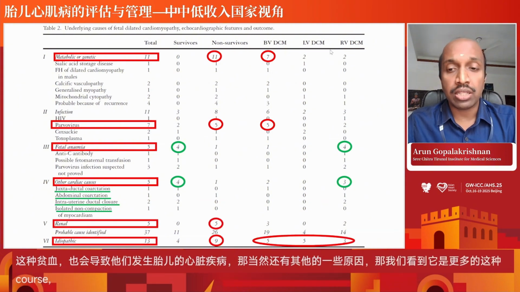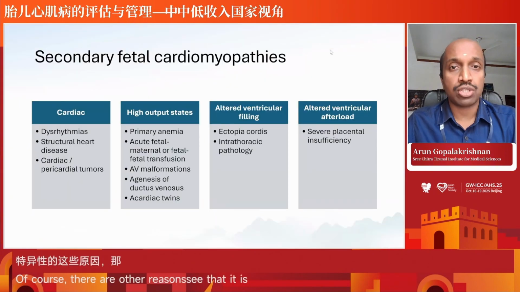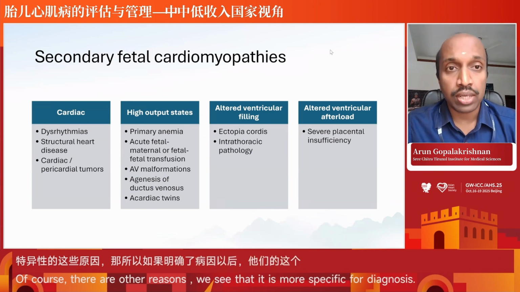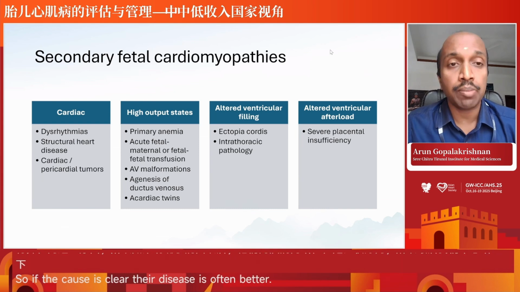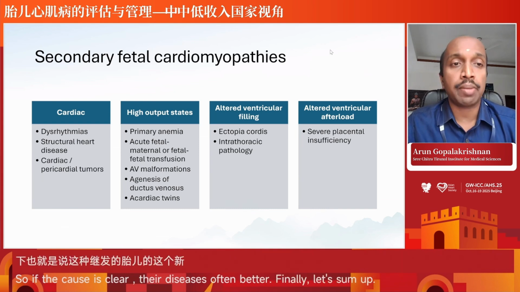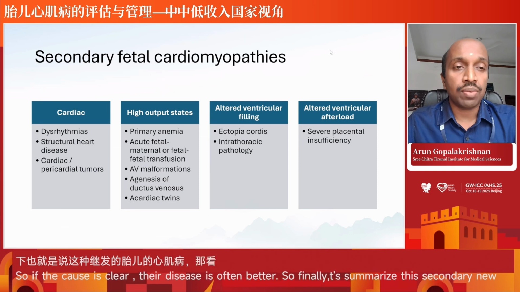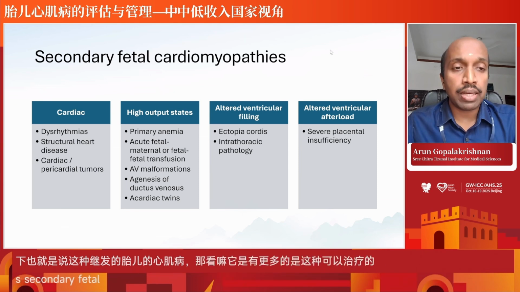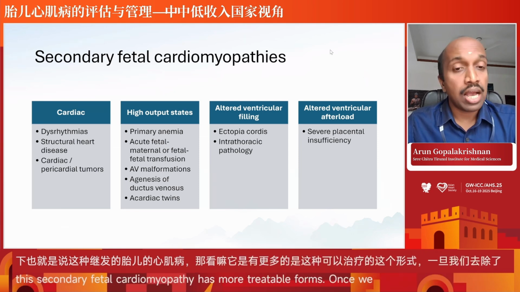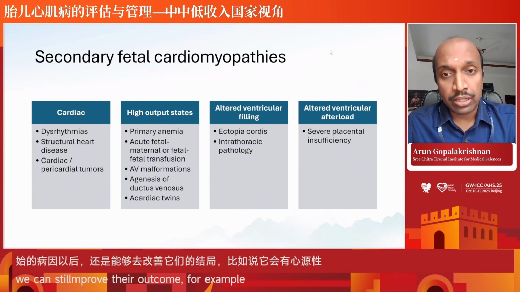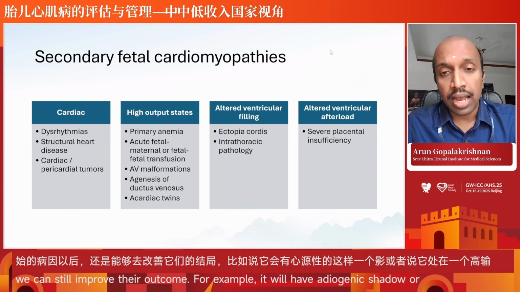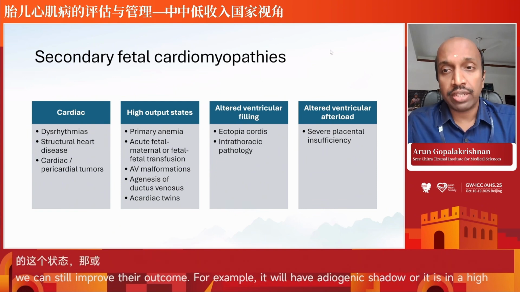Renal causes and other causes have bad outcomes, unfortunately. So, in short, secondary fetal cardiomyopathies are the more treatable forms, and they are more common than primary cardiomyopathies in fetal life. And cardiac causes can be rhythm abnormalities, structural heart disease, or tumors. High output cardiac states can cause cardiomyopathies. Pathology of the heart and the thoracic cage can also alter ventricular filling.